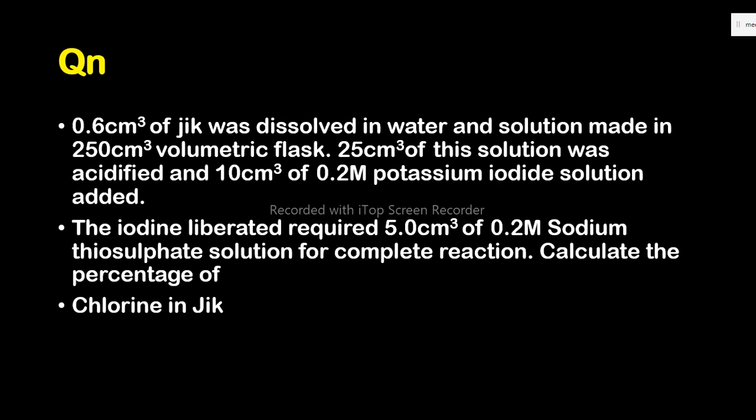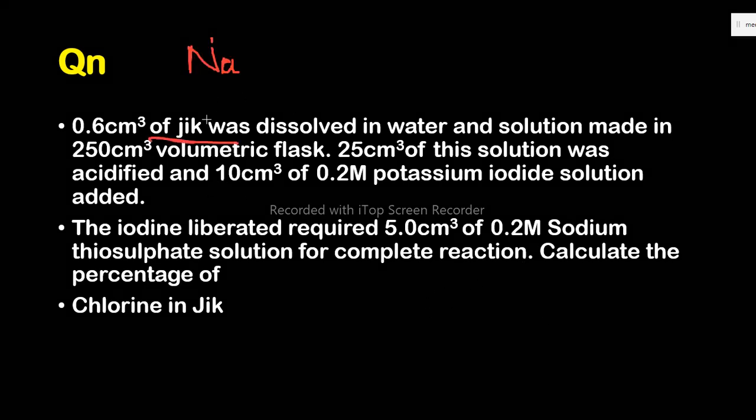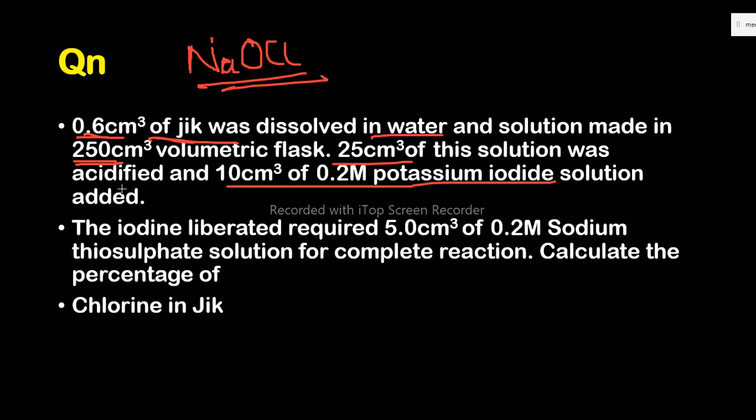So you just take a screenshot of this question, maybe to interpret it for you. So we have 0.6 centimeters cubed of sodium hypochlorite, and the bleaching agent is sodium hypochlorite. So that's how we write it. It is dissolved in water and the solution made up to 250. Then 25 of that solution is acidified by 10 of 0.8 is acidified.